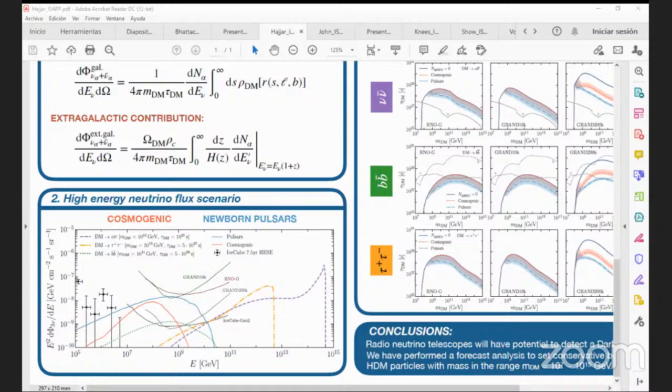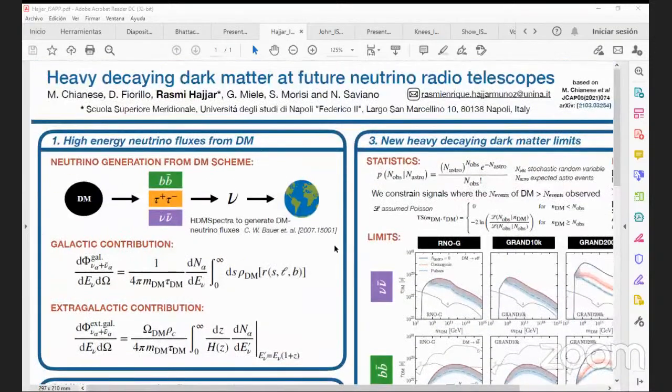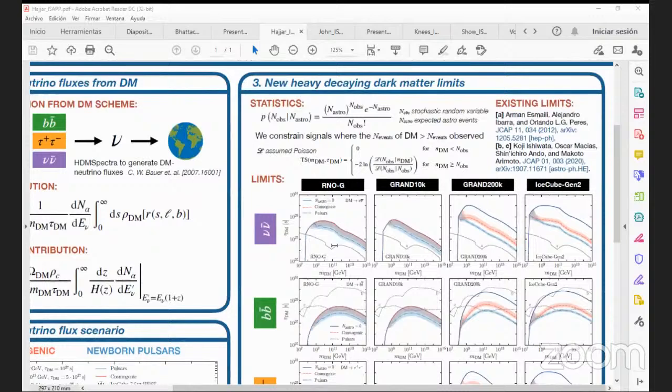So if we move now to the third panel, with those fluxes, we can now obtain the number of events that we expect in the future, because this is a forecast analysis. And we will find that for each mass, we can obtain the number of astrophysical expected events from each source, the cosmogenic one or the newborn pulsars one. And from this number of events, we can obtain the probability of observing a certain number of events.